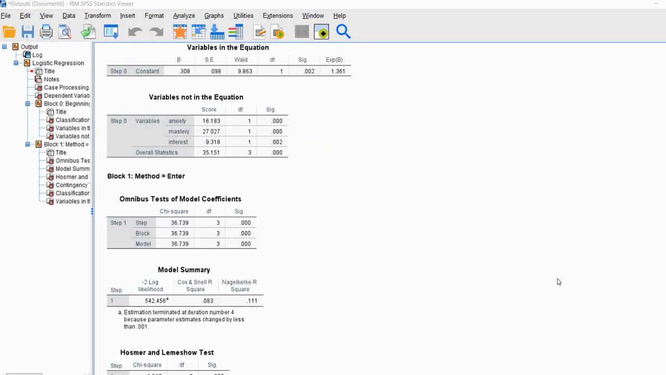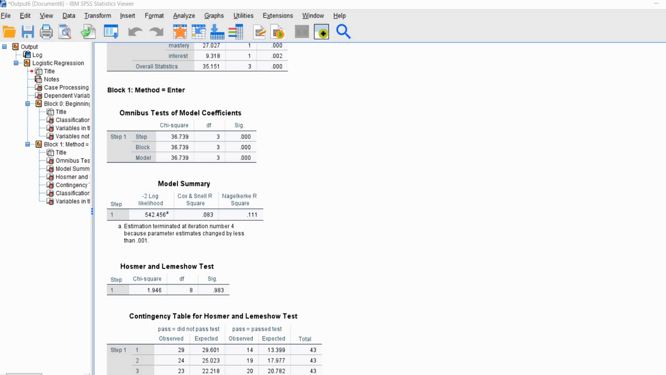So we'll scroll down and look at block 1, and this contains our information related to the fit of our full model, basically the model that contains all of our predictors. The first piece of our output right here gives you an overall test of model fit. You'll notice it's a chi-square test for our model. The degrees of freedom is equal to the number of predictors, and we have the significance value that's given right here. So we can report that as p less than 0.001.